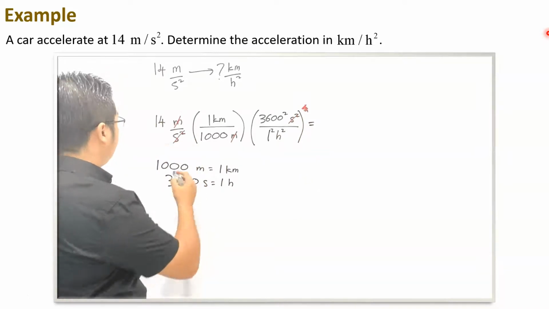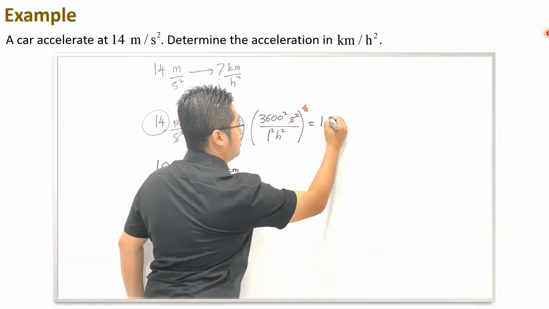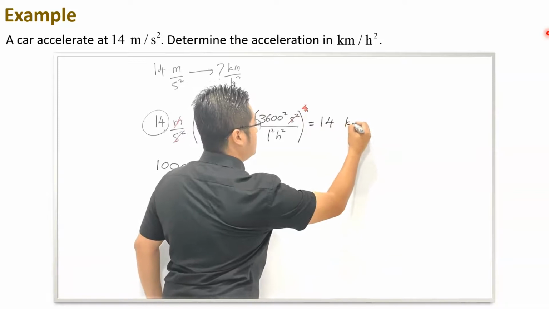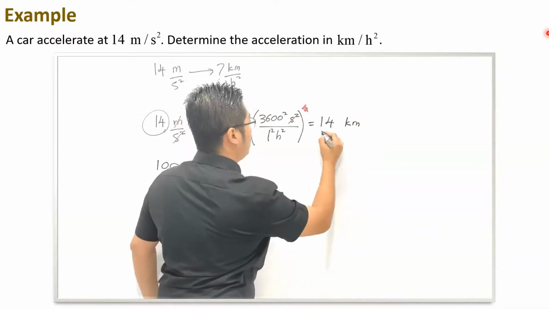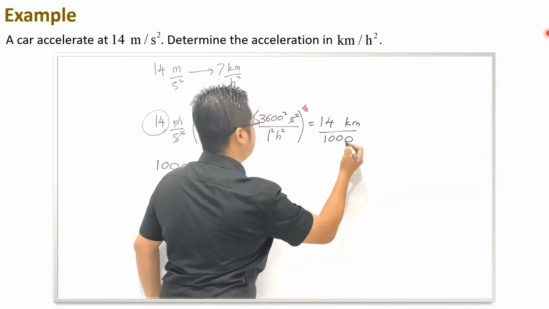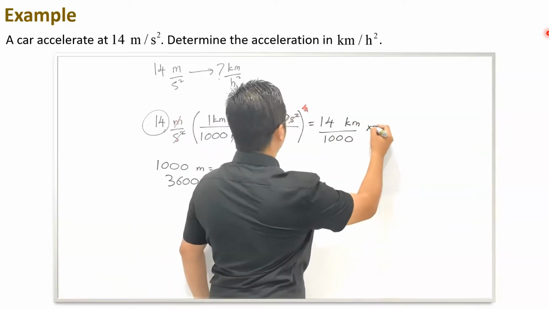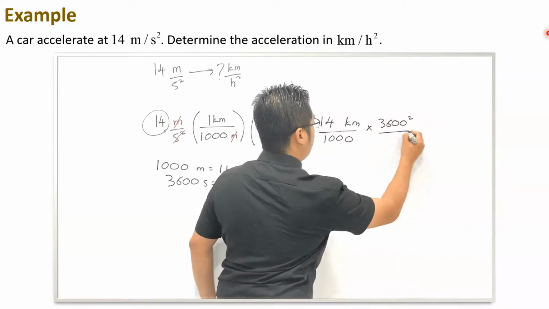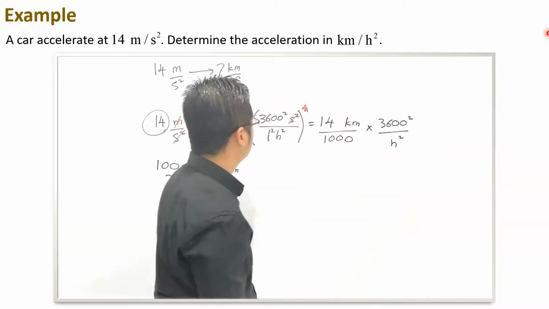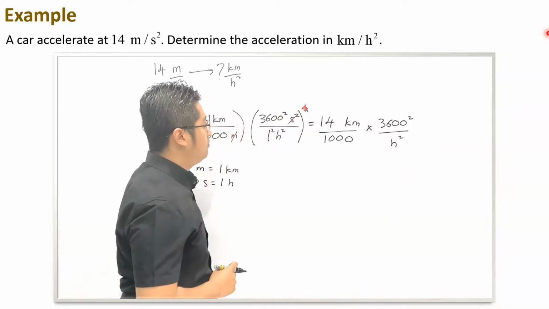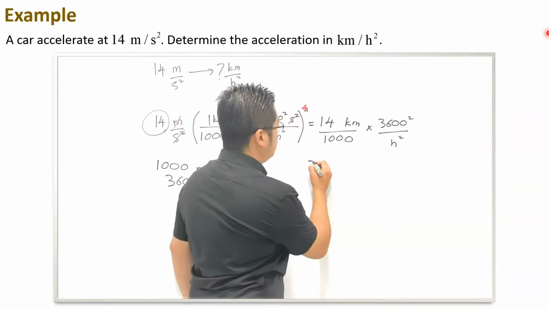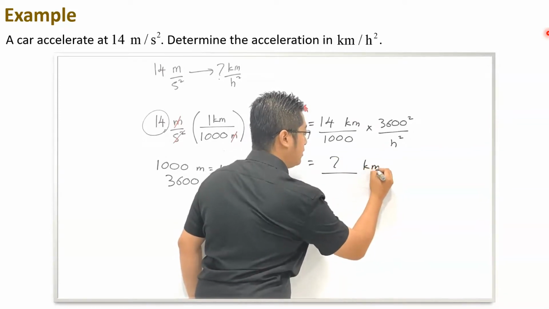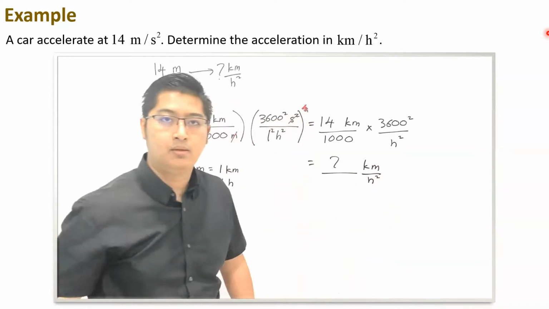Alright, so remember 14 times 1 kilometer, or just bring kilometer, divided by 1000. Multiply with 3600 squared divided by hour squared. Just ignore 1 squared because 1 squared is 1. So now you can calculate the value, and then the unit will be kilometers per hour squared. Okay, thank you.